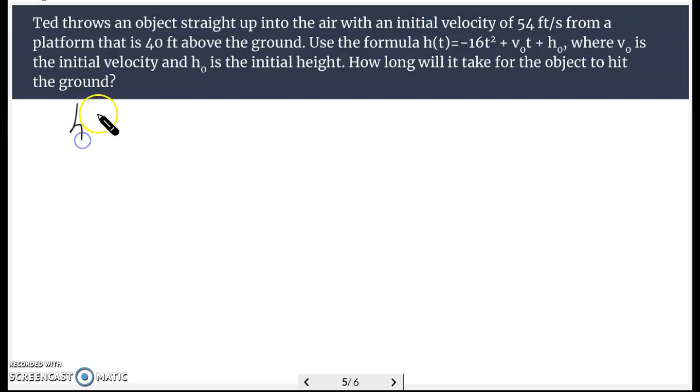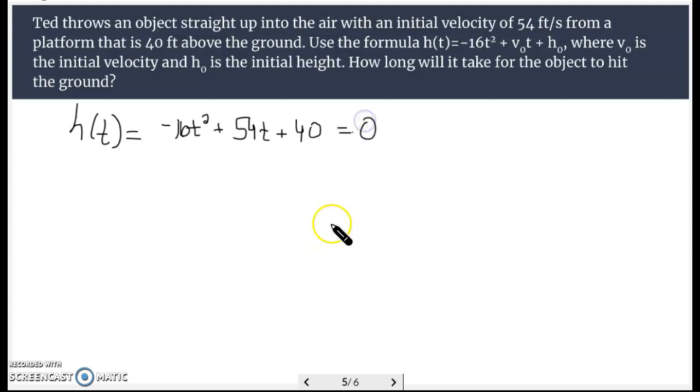All right, well, let's make this equation based on what we know. H of t equals negative 16 t squared plus v sub 0 t, the initial velocity 54. I'm putting that in for the v sub 0. The initial height is 40. All right, and to hit the ground, we're setting it equal to 0. So we're solving this quadratic equation, setting it equal to 0, because the h of t, that's the height, we wanted to know when it hits the ground. Unfortunately, this doesn't factor. We can solve it using our friend, the quadratic formula.